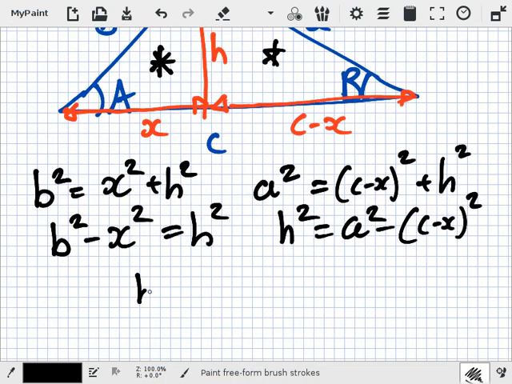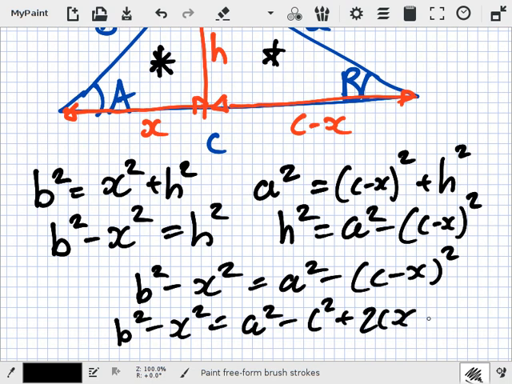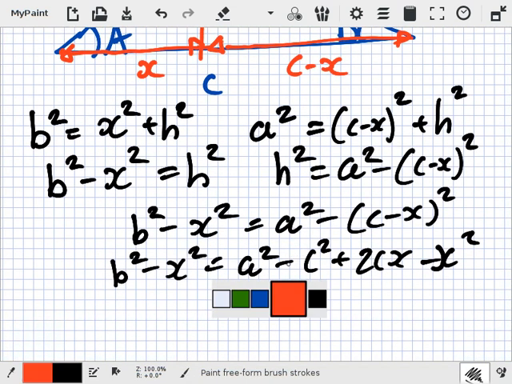Now, we can make these equal. b squared minus x squared equals a squared minus (c minus x) squared. So we get b squared minus x squared equals a squared minus c squared plus 2cx minus x squared. Did I get that right? a squared minus c squared plus 2cx minus x squared at the end. Okay, what's nice is that the x squareds cancel.